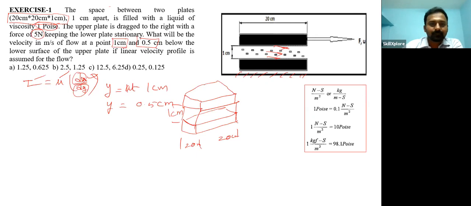Since it is a shear stress, here it is given clearly that a force is applied to the upper plate, which has a value of 5 Newton. While applying the force of 5 Newton, the fluid particles closely connected to the lower part of the upper plate will get disturbed. Initially the particles will align in this manner.